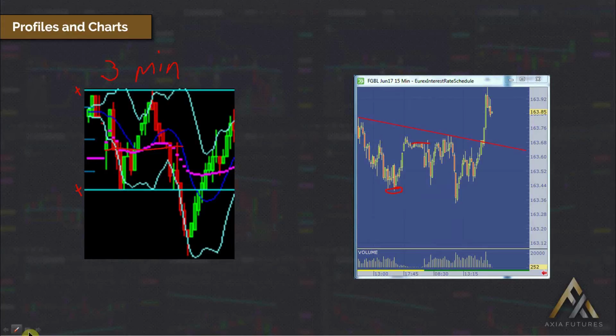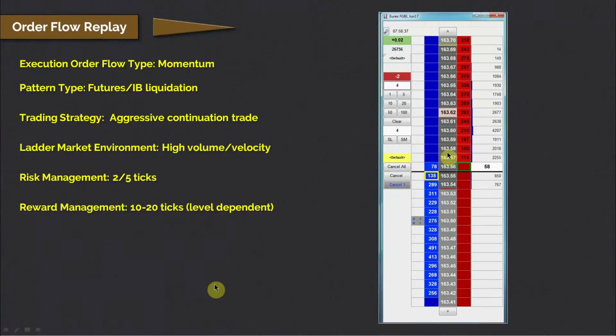But without further ado, guys, let's get into the ladder, and I can explain to you what we're seeing. So, like I said, let me just pause this briefly. Like I said, it's a momentum type play. It's a futures initial balance liquidation trade. It's an aggressive continuation trade, in terms of you're looking for momentum, you're looking for follow through, you're looking for initiative. The environment we're looking for is high volume, high velocity.